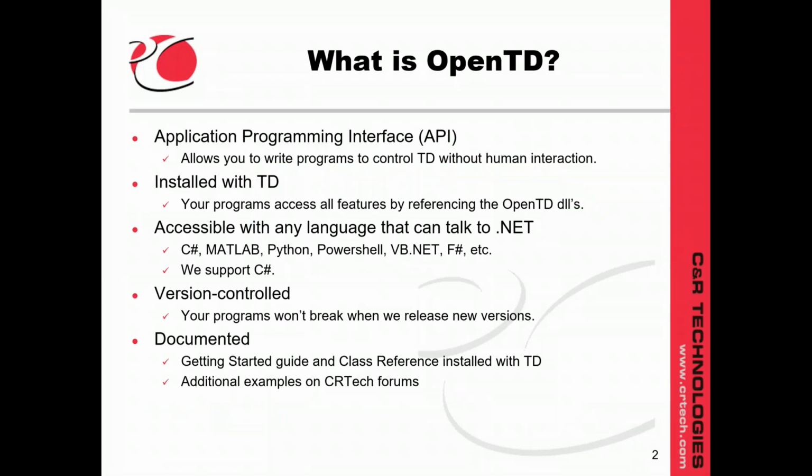So what is OpenTD? Well, it's an application programming interface, or API, for Thermal Desktop. It allows you to connect your programs to Thermal Desktop and control TD automatically. You will find that OpenTD is installed with Thermal Desktop 6.1, and your programs can access all of the features in OpenTD simply by referencing the OpenTD DLLs, which you will find on your system once you've installed 6.1.